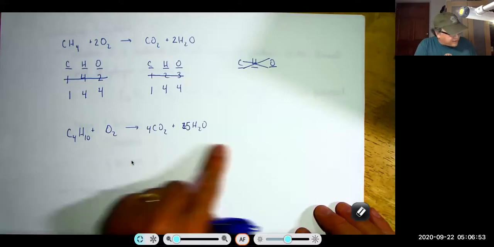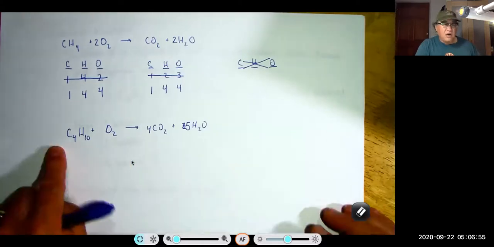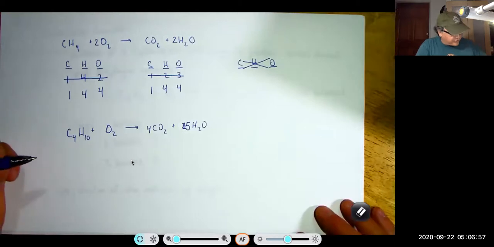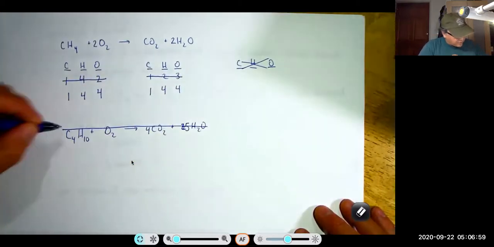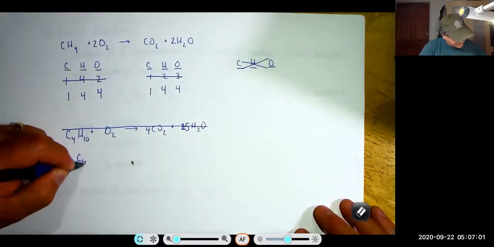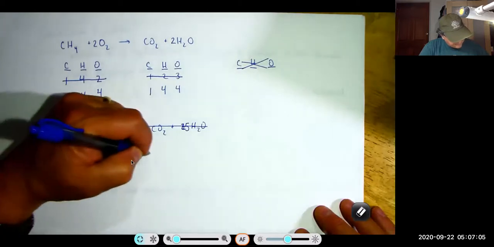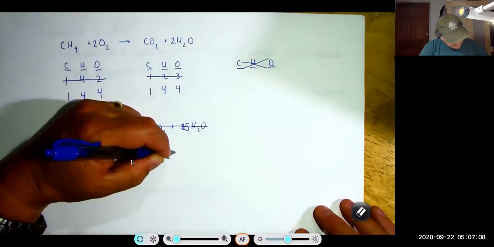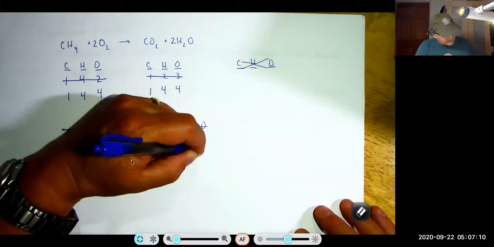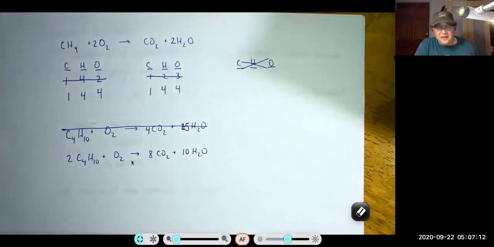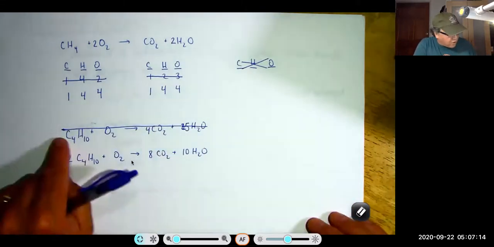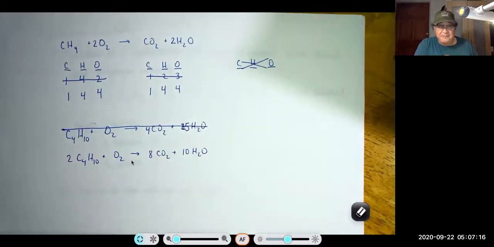So when you run into something like this, what you automatically want to do is just cross this all out and double all of the coefficients except for oxygen. And remember, when we double all the coefficients, we're keeping the ratios the same. But it's going to make it easier for us to figure out how many oxygens. And we'll see what happens here.